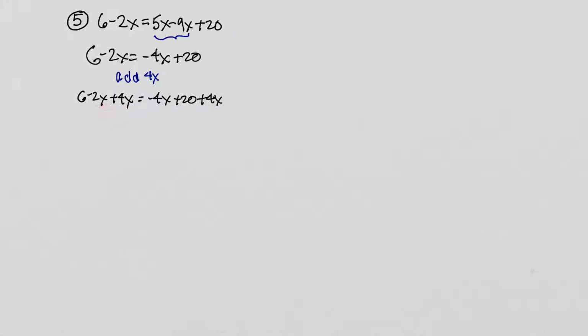So on the left side now, negative 2x plus 4x, we can combine these like terms. That's going to give us 6, negative 2 plus 4 is plus 2x equals, and then over here, this negative 4x plus 4x, that goes out, that was the whole point, equals 20.